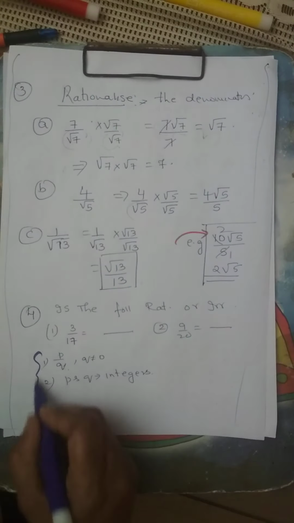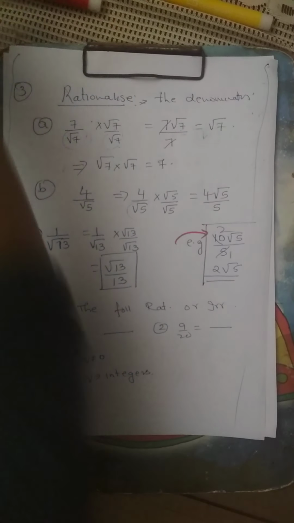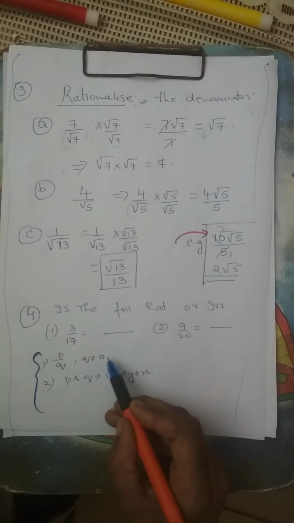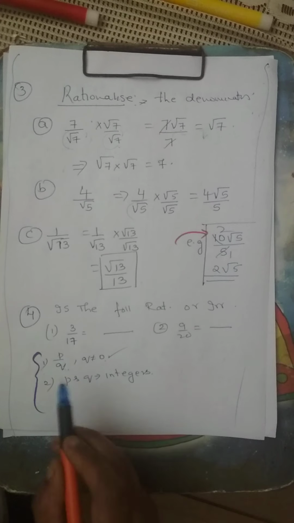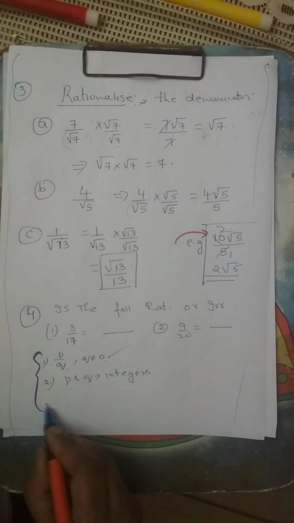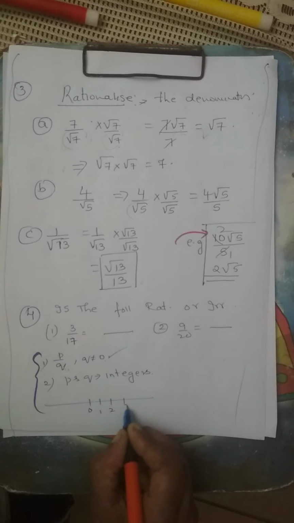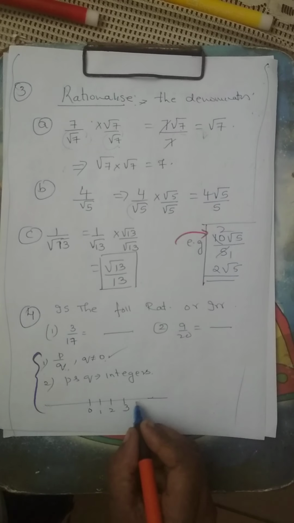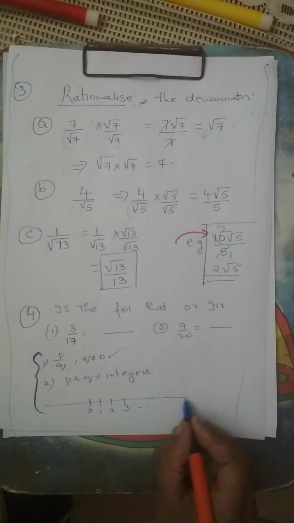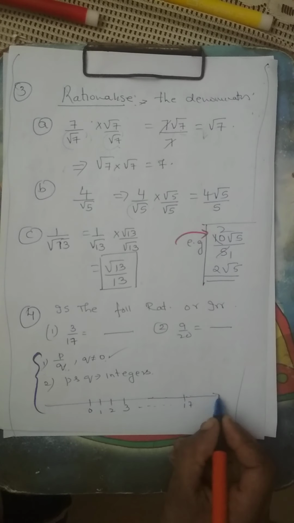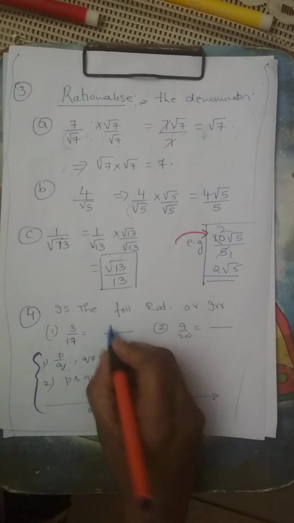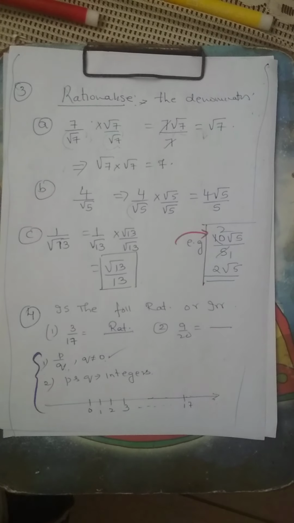Is this satisfying this condition? Is this satisfying P upon Q? Yes. Q not equal to 0. Are P and Q integers? Yes. 3, I can place 3 on the number line. What about 17? 17 will be somewhere here. Okay. So it will go on this number line. So this is a rational number. And it is in short form.